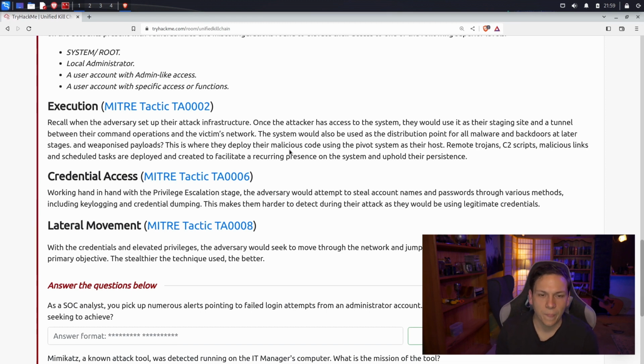And lateral movement. With credentials and elevated privileges, the adversary would seek to move through the network and jump onto other targeted systems to achieve their primary objective. The stealthier the technique used, the better.